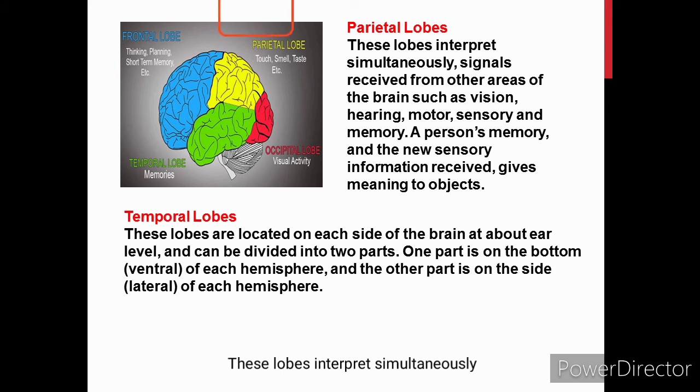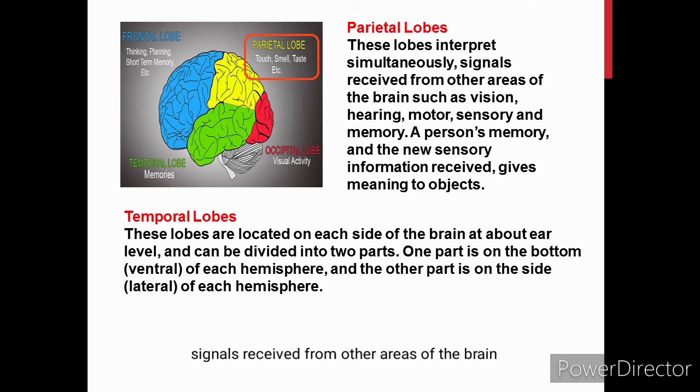Parietal lobes. These lobes interpret simultaneously signals received from other areas of the brain, such as vision, hearing, motor, sensory, and memory. A person's memory and the new sensory information received give meaning to objects. The parietal lobe gives an interpretation to the senses.